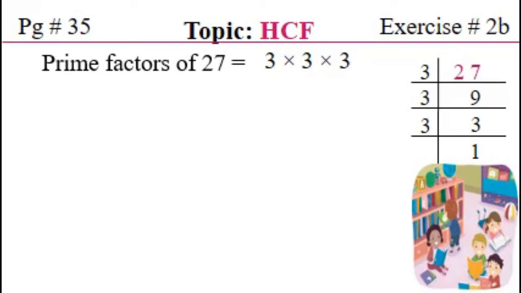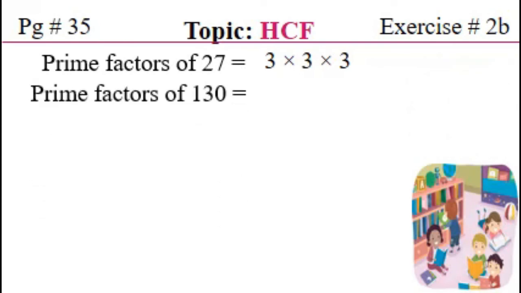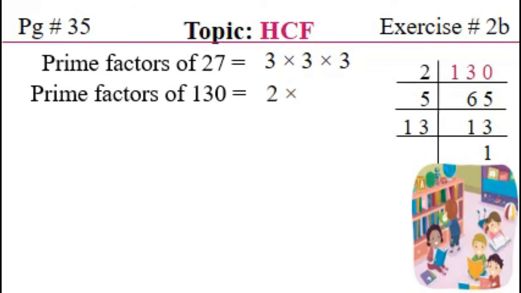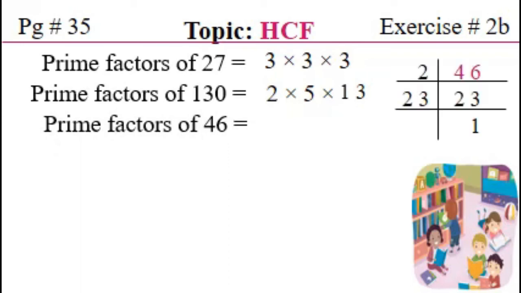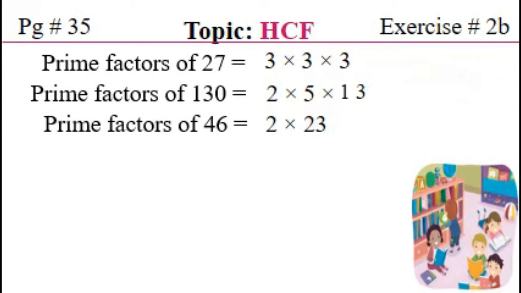Now we will write down the prime factors of 130. 2 multiplied by 5 multiplied by 13. And now the prime factors of 46. 2 multiplied by 23. We were supposed to loop the common prime factors, but here we can see that there is no common prime factor.